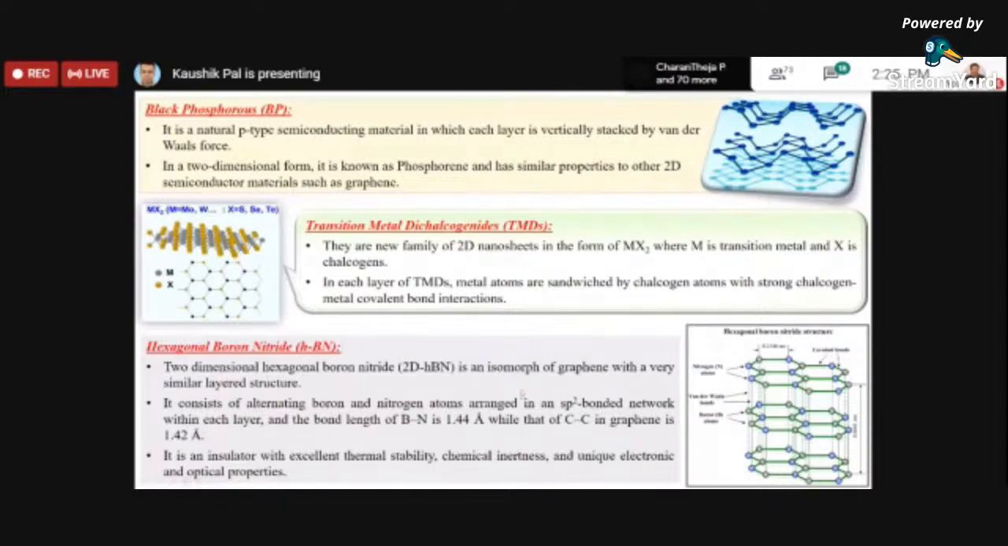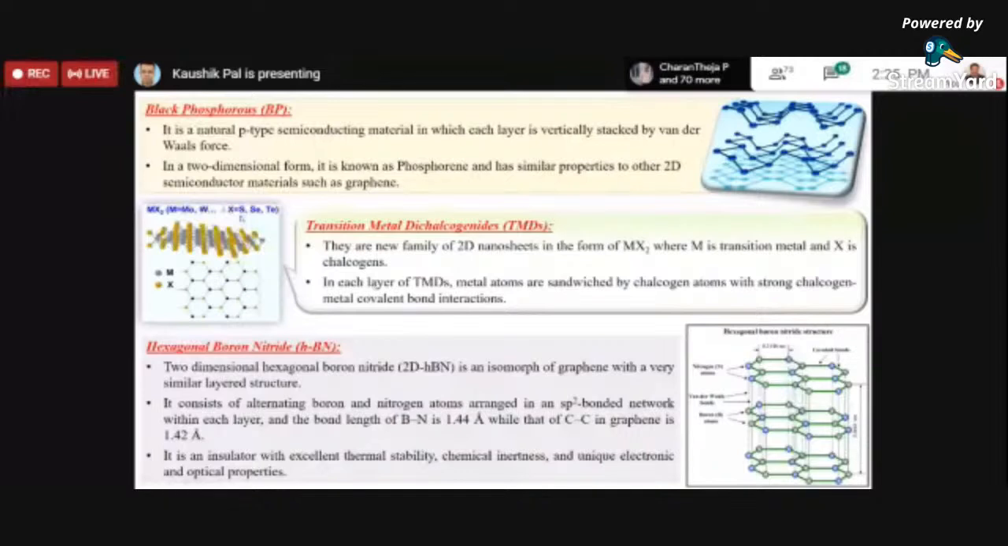Then a very good example is the transition metal dichalcogenides, so TMDs. This is also a new family of nanomaterials in the form of MX2, where M stands for transition metal and X is the chalcogen. If I talk about molybdenum sulfide, MoS2, that is another example of the transition metal dichalcogenides. WS2, tungsten disulfide, then molybdenum disulfide MoS2, and tellurium sulfide TeS2. So these all are different examples of the TMDs.